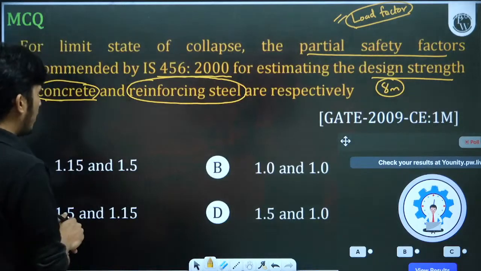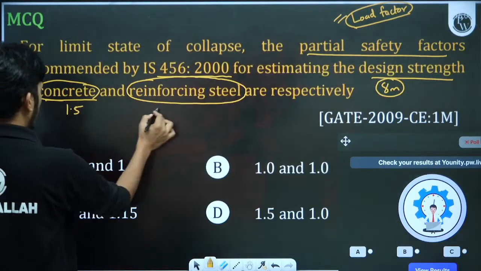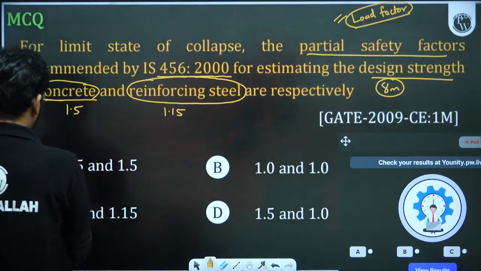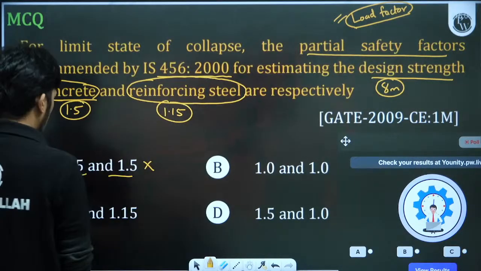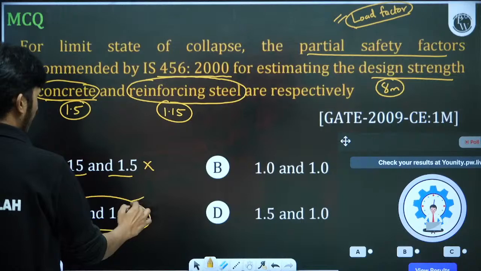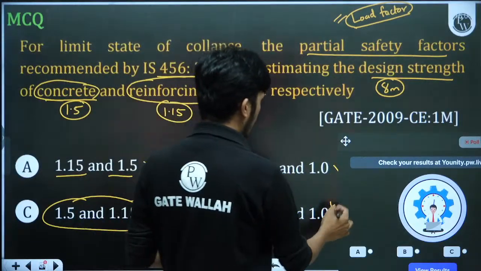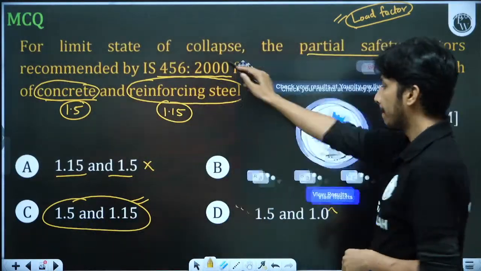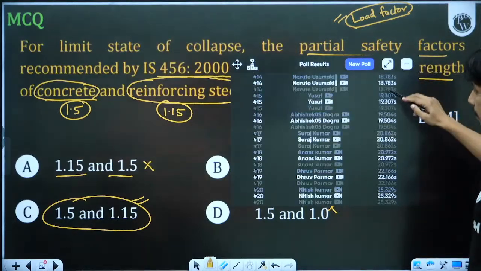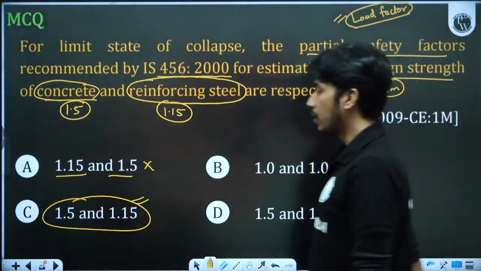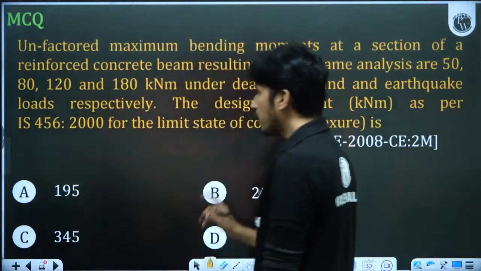So here the partial safety factor for concrete first: for concrete 1.5, for steel 1.15. First we have to give 1.5, then 1.15. So 1.5 and 1.15 is here. This is also wrong, this is also wrong. So here the correct answer will be, I think, C part. 95% is the overall students who are giving this answer. Now, this was for 2008.